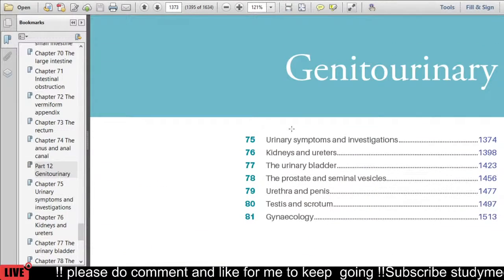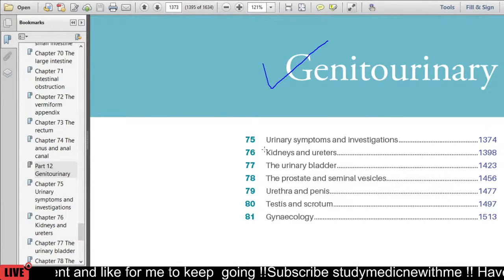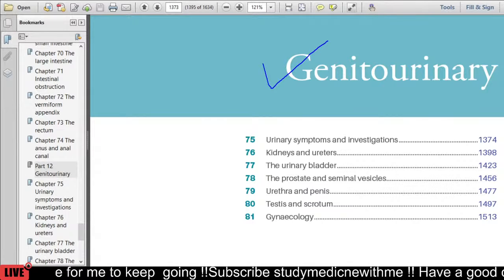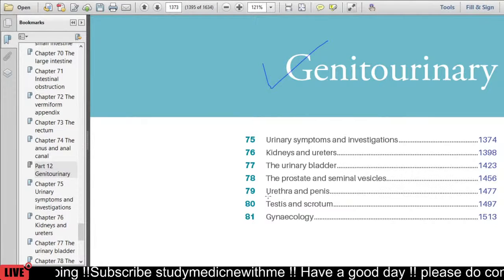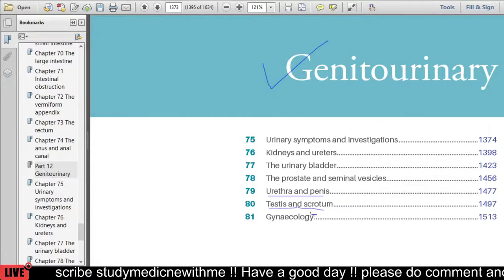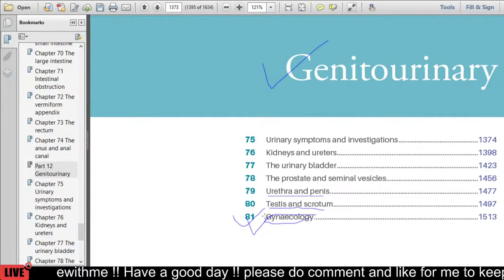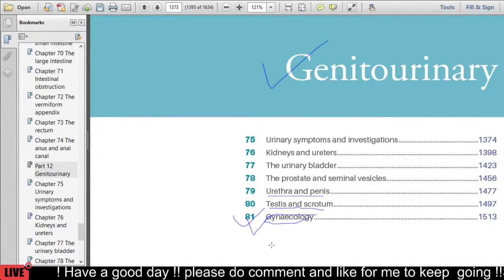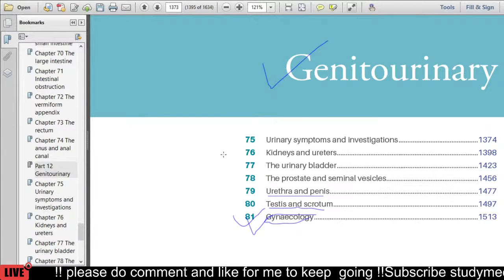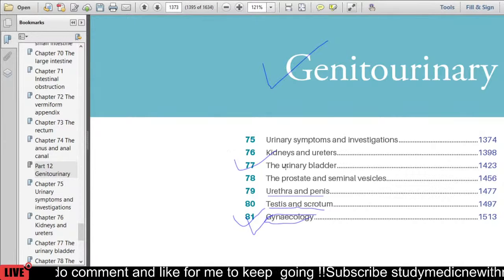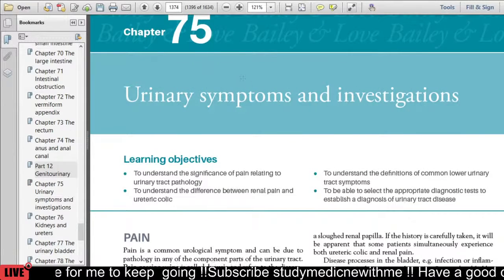There are many chapters in this topic, the genitourinary portion of surgery, and those are urinary symptoms and investigations, kidney and ureters, the urinary bladder, the prostate and the seminal vesicles, the urethra and penis, testis and scrotum, and the gynecological portions. These gynecological portions are not that important, I guess. It is important, but we'll be covering much more of it in gynae and obs. So the rest are very important. For instance, kidneys and ureters, the urinary bladder, the prostate and seminal vesicles are very important topics. So let's go to the topic, urinary symptoms and investigations.